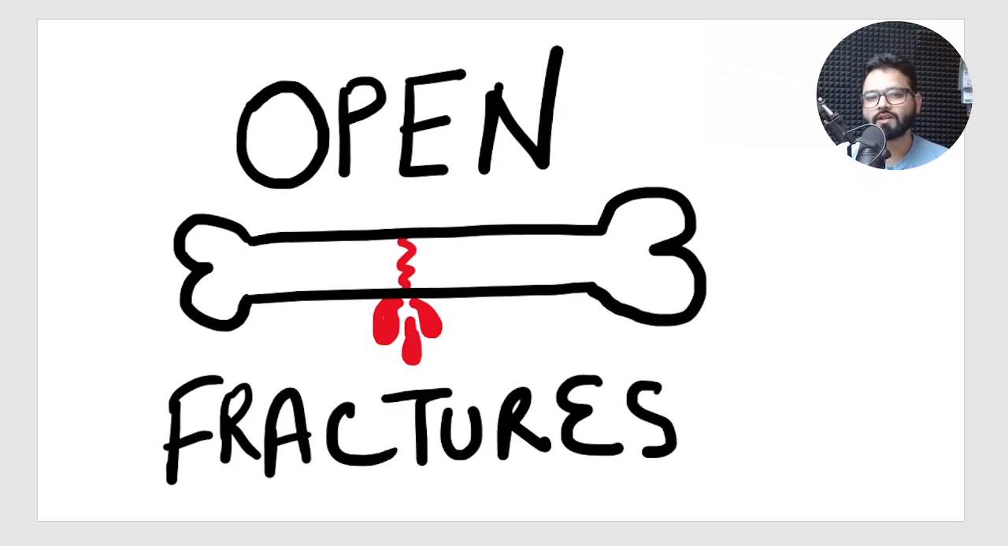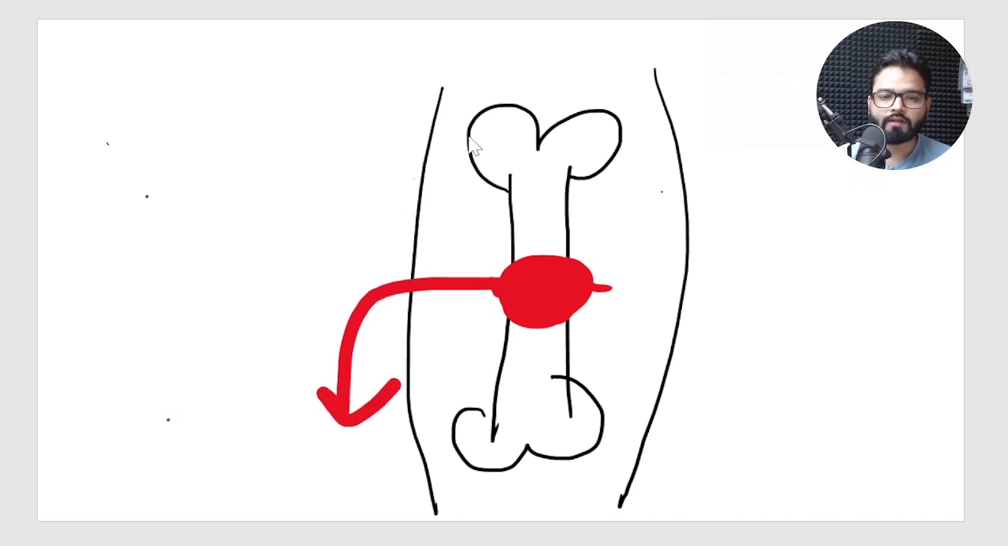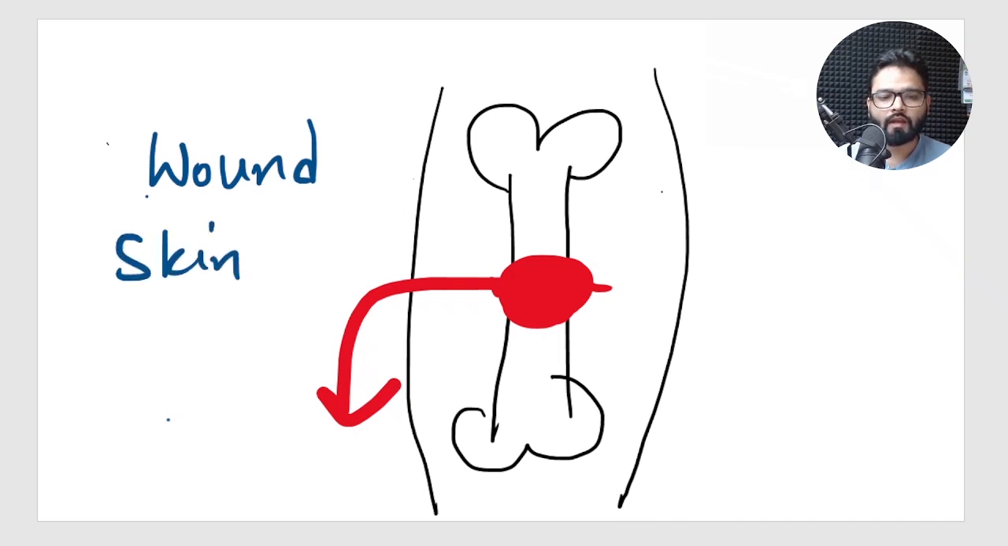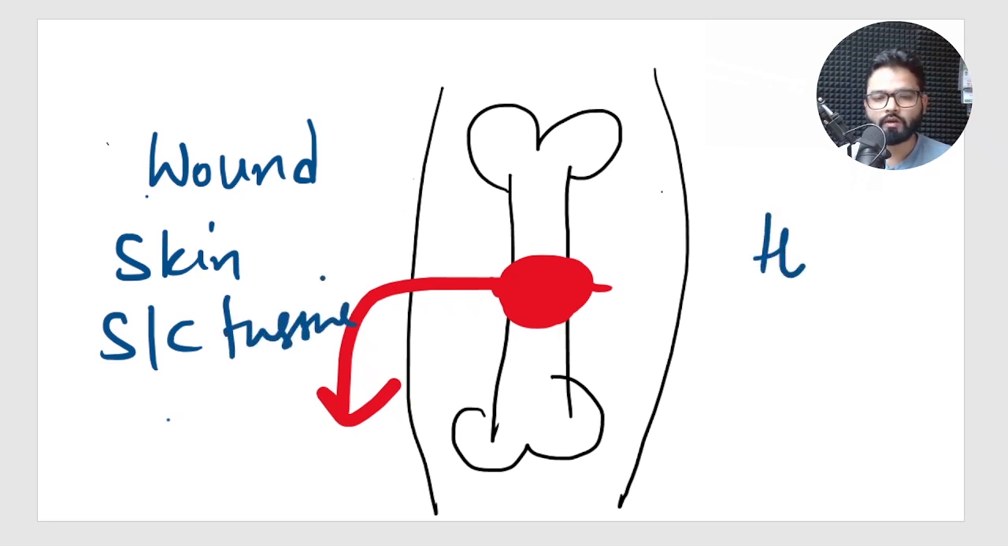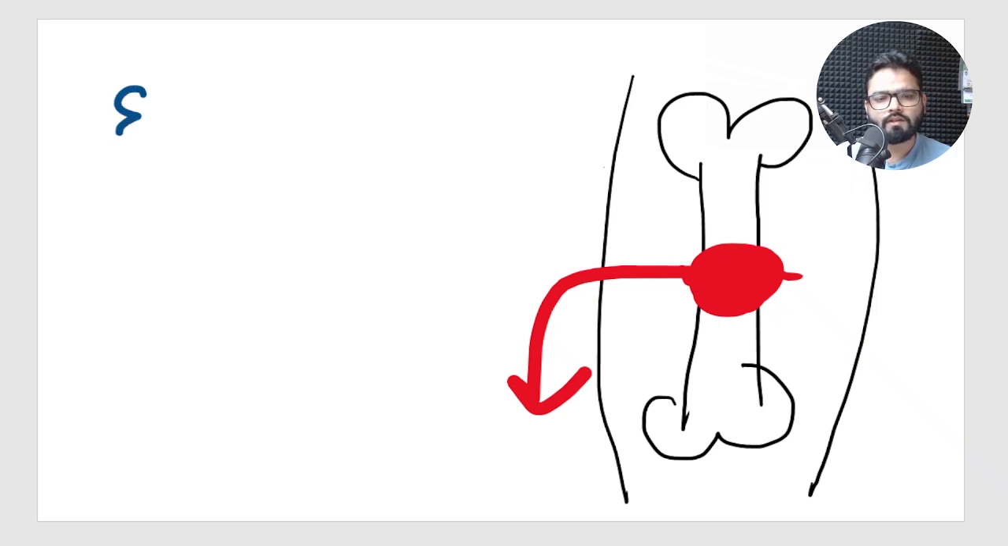Let's learn about open fractures today. An open fracture is a fracture in which the hematoma of the fracture is drained outside through a skin wound. So there is a wound due to disruption of skin and subcutaneous tissue, and the hematoma has drained. This causes exposure of the fracture hematoma to the external environment.